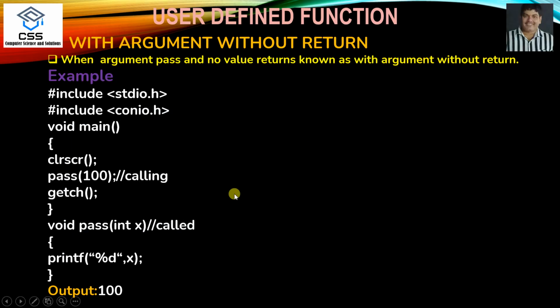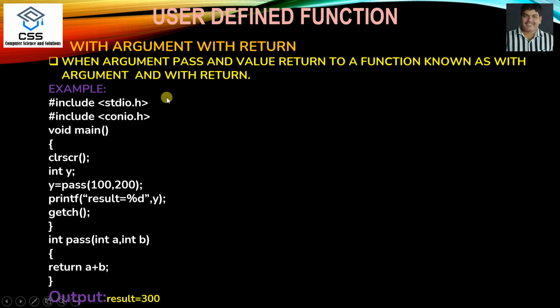The next is with argument and with return, which means an argument is passed as well as a value returns. Here 100 and 200, two arguments, are passed to the user defined function. Why is y written? Because the value returned from here will be stored in y and we have to access y. 100 is stored in the variable a, 200 is stored in the variable b, and the function name is the same in both modules. However many arguments are passed, that many arguments are to be received. Whichever type of argument is passed, that type is received.